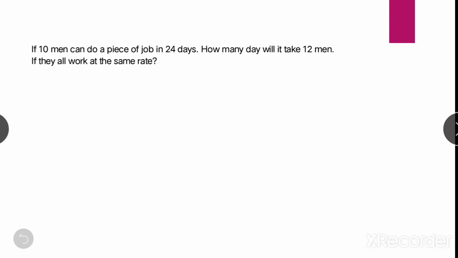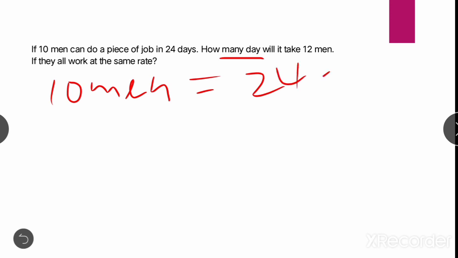Let's take one more example before we round up this video. Now the second example, if 10 men can do a piece of job in 24 days, how many days will it take 12 men if they all work at the same rate? Now you notice here that we are looking for number of days, not men. So that must be on our right hand side. So automatically it will just be 10 men can do the work for how many days? For 24 days.